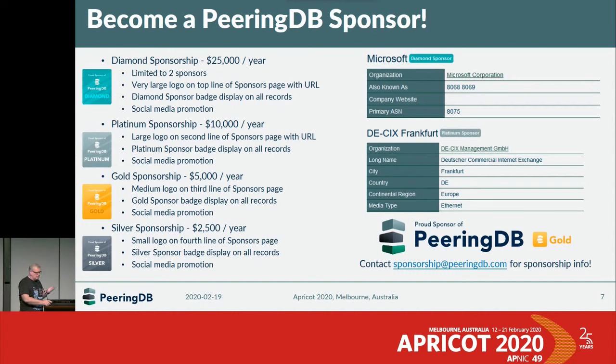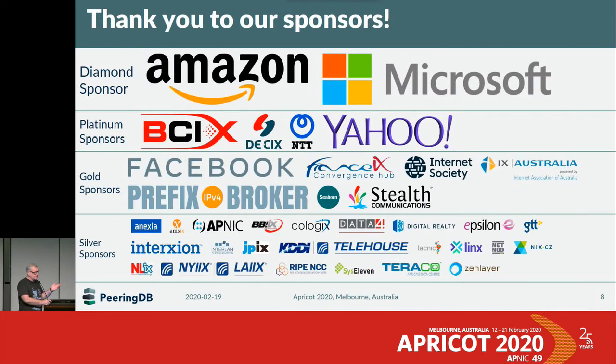Not only Microsoft, but you see Amazon also does. We limited the number of diamond sponsors to 2 to give them exclusivity, but platinum sponsors, gold sponsors, silver sponsors, there might be unlimited. And as you can see, we have a lot of sponsors. Thank you to all of them. You help us to run PeeringDB, and meanwhile we have also built quite a good reserve, which lasts at least 2 years, so we are pretty sure that PeeringDB will be around next year and also the year after next year.